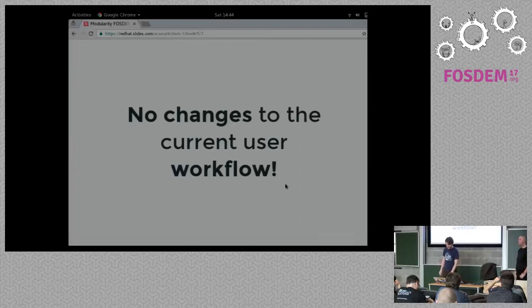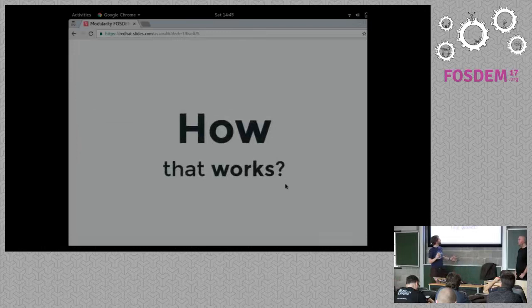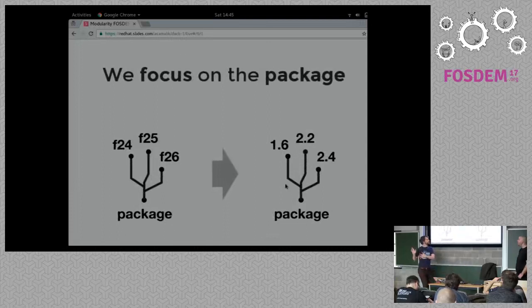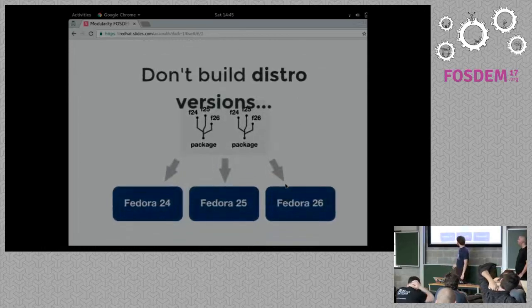So how all of this works? We focus on the package instead of on the distro version. For example, in Fedora we store all the packages in dist-git, which is distribution git, and each package has several branches. So for example, F24, F25, which is like Fedora 24, Fedora 25, Fedora 26, and we want to change that to reflect the package. So for example, I can have package and have branches according to the versions. So instead of building distribution versions from the dist-git, so taking all the F24 branches to build Fedora 24 and taking all the F25 branches to build Fedora 25, I can use modules to build modules.